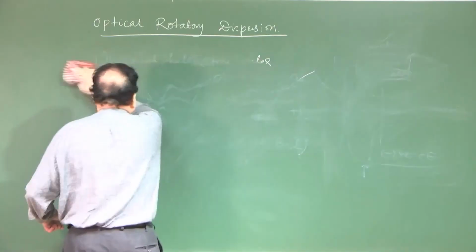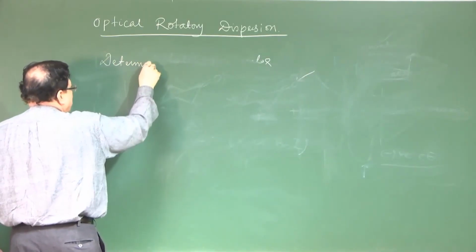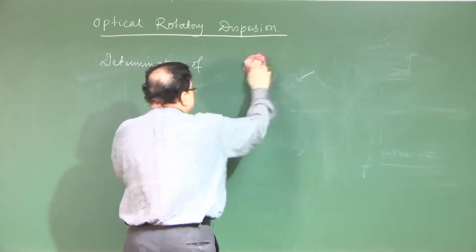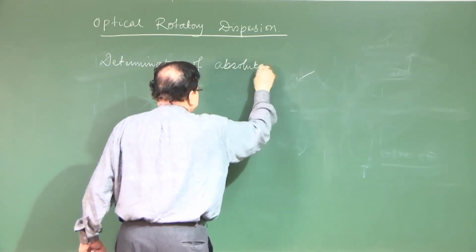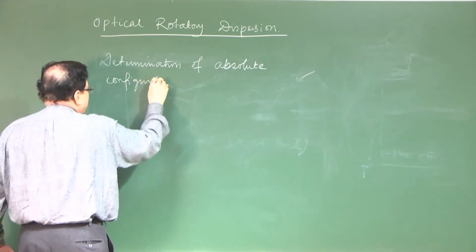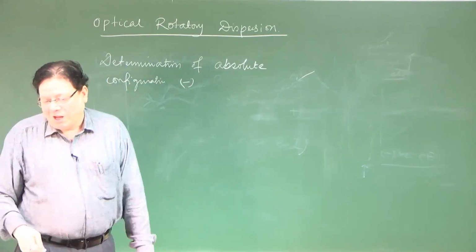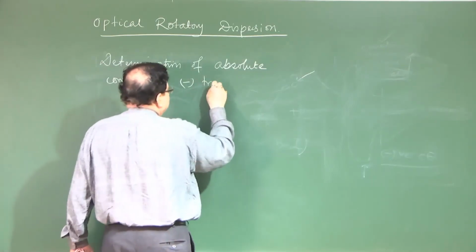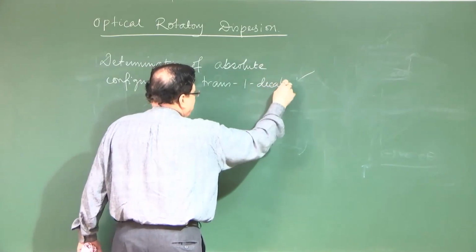the problem is like this: determination of absolute configuration of a molecule, minus trans-1-decalone, minus trans-1-decalone.